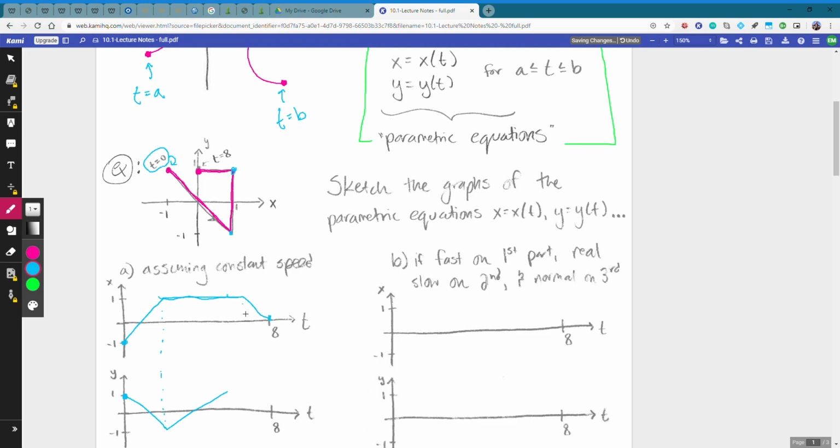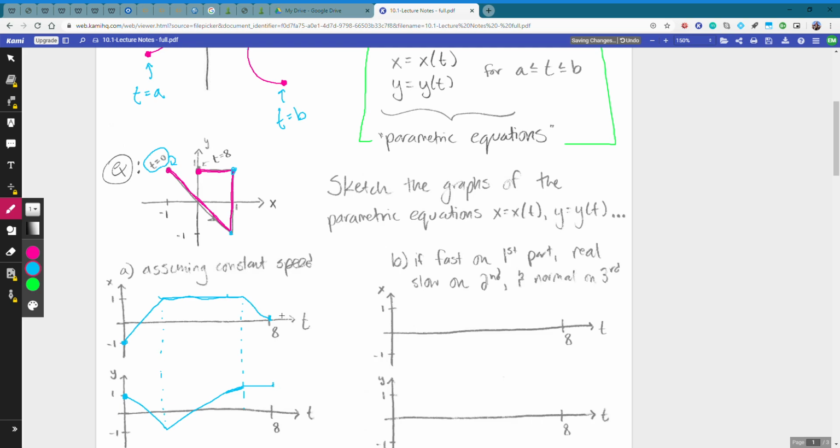And let me see if I can try and match this up like it should. It's going to be a little bit sketchy. There we go. All right, and now for the last leg of the journey, since we're moving just horizontally, the y coordinate is not changing at all. It's just constantly 1. And so here, we're just going to keep that constant value of 1 for y. And that's where we'll stop at time 8.